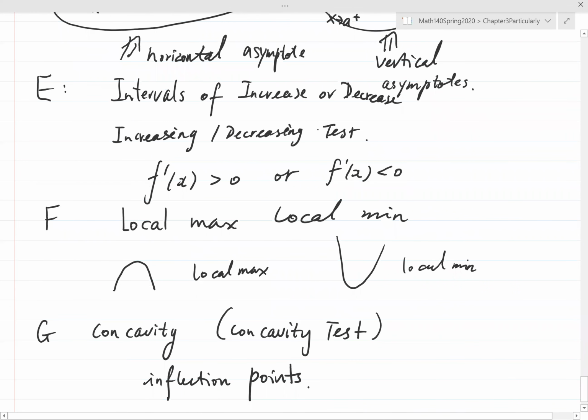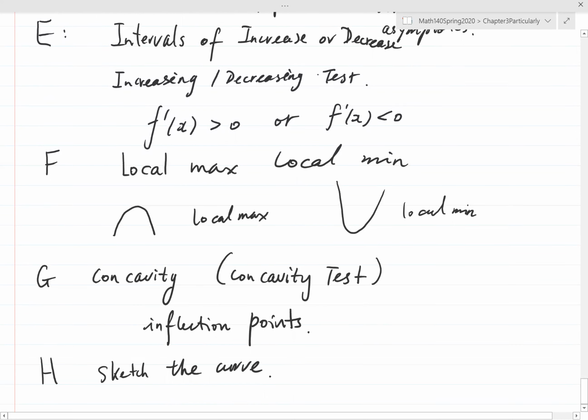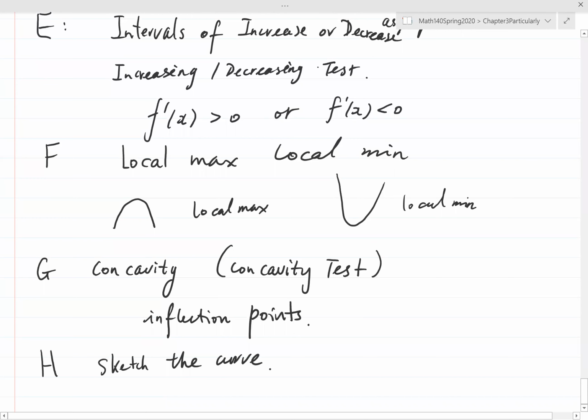And then increasing or decreasing intervals, for which we use the increasing/decreasing test. If the derivative is positive, then we know the function is increasing. If the derivative is negative, then we know it's decreasing on that interval. Then concavity.